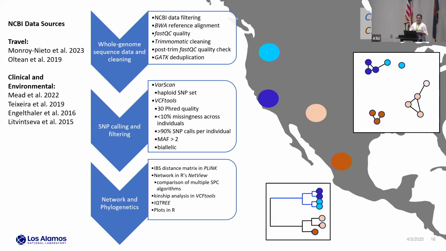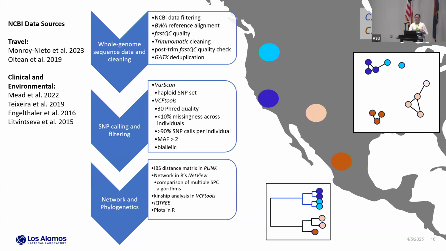And then I calculated an identity by state distance matrix, which is what is fed into the network to create that network analysis. And then I also generated a phylogenetic tree, since that's what's most commonly been used to compare relationships between Coccidioides samples. And then I also ran a kinship analysis.